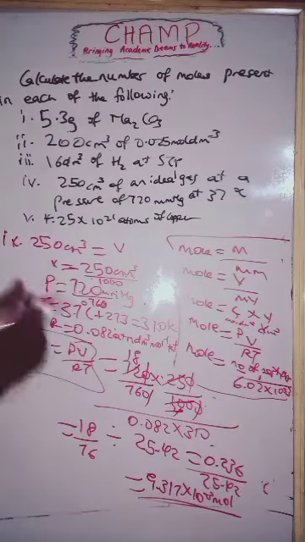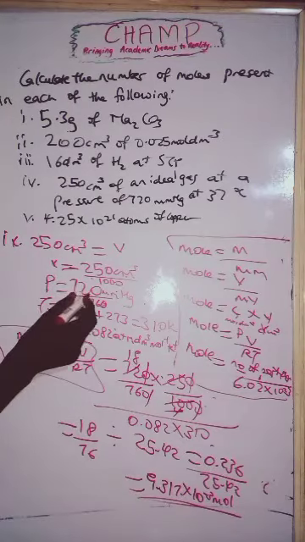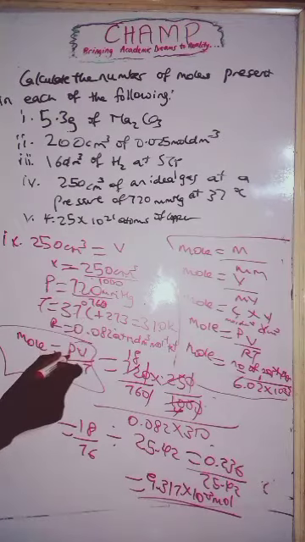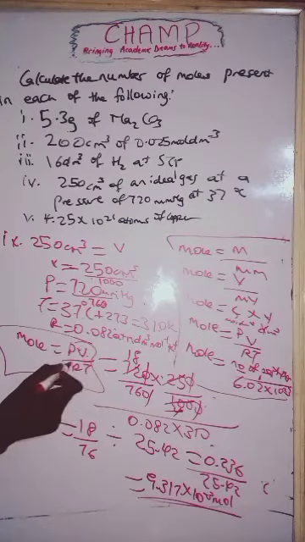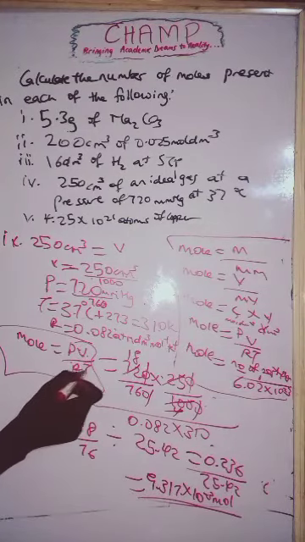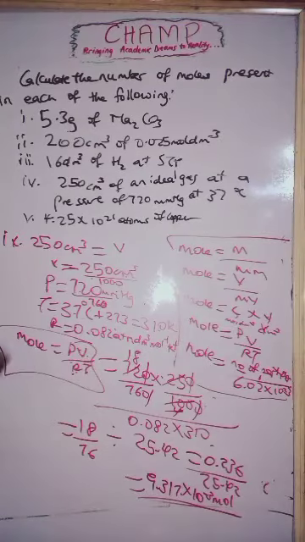What you would have done if you want to be faster is that 720 over 760, just press it into your calculator, slot it here, times 0.25 divided by R, which is 0.082 times 310. So that will give you a faster way of getting the answer. Yes, let's move on now. The last question.